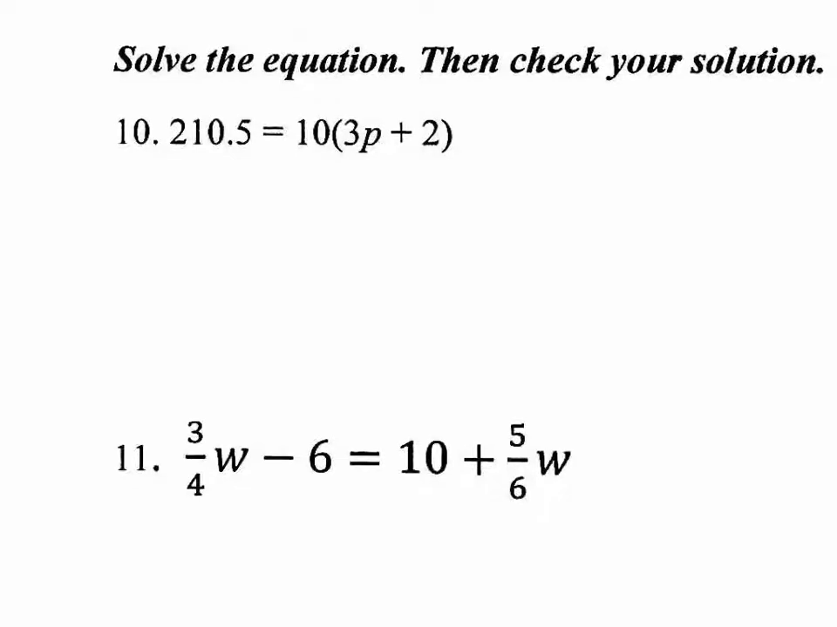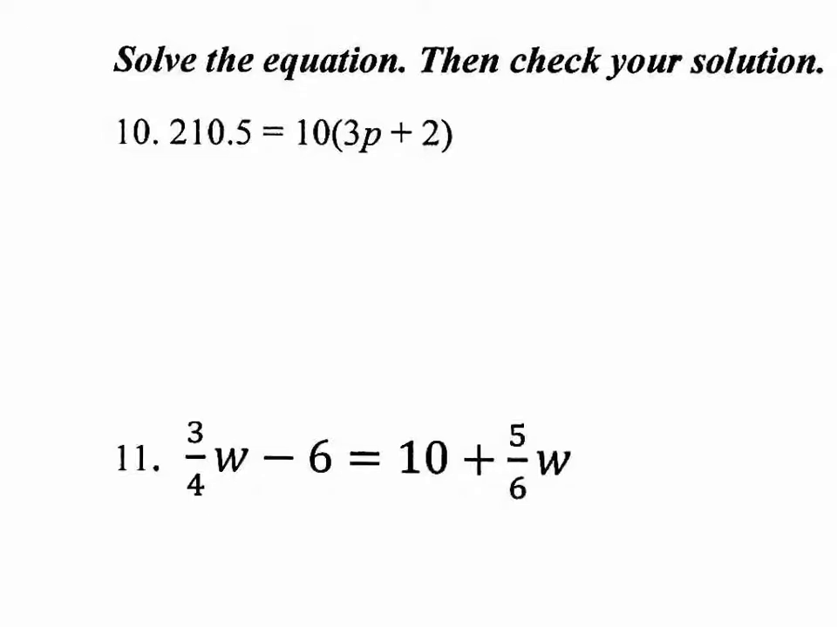Picking up right where we left off, number 10. A lot of people freak out with number 10 because there's decimals, right? Don't be scared. The calculator does all the hard work for you. So here's your equal sign. Your P is on the right side.